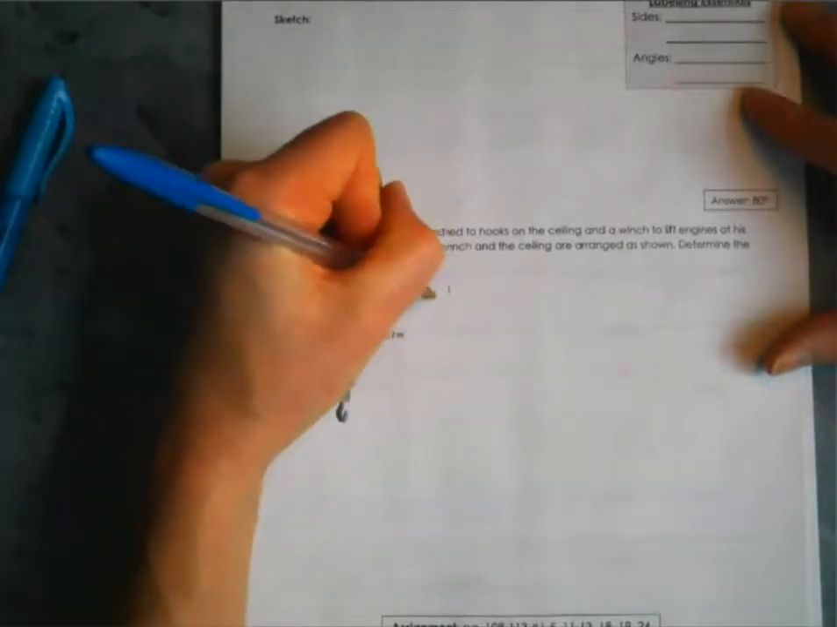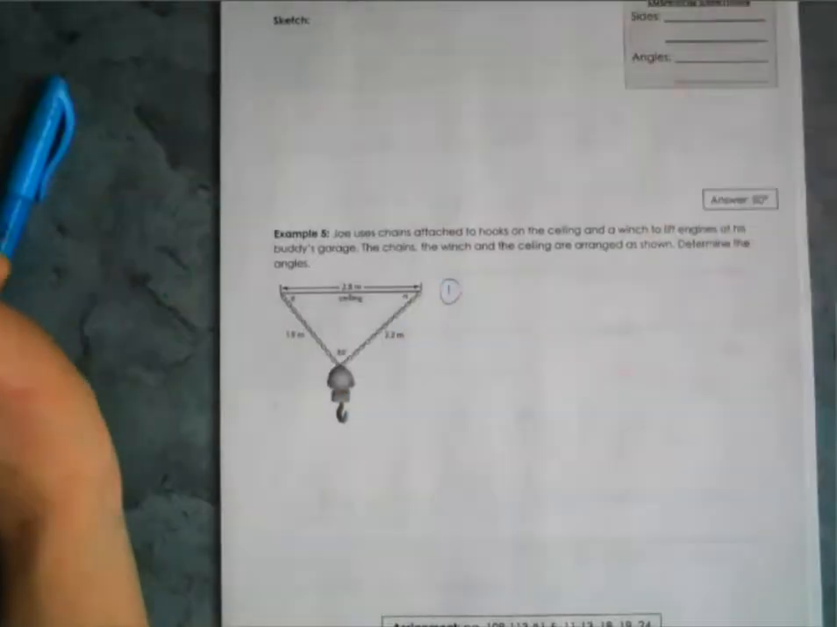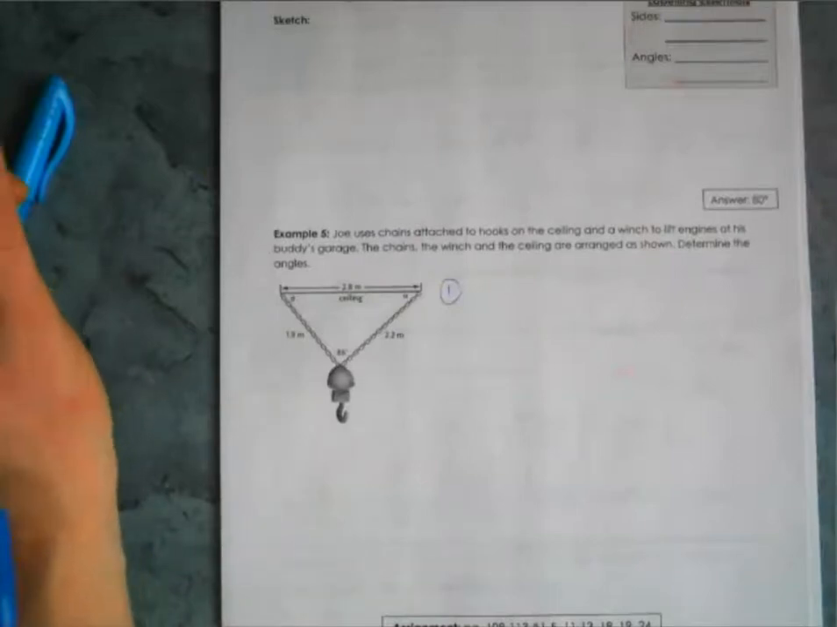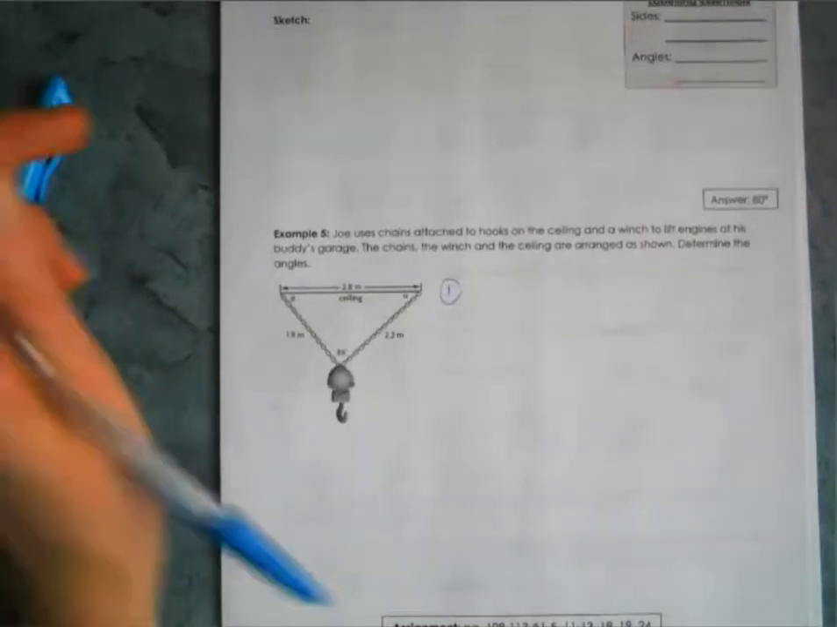So the first one we're going to do is Sine Law. It doesn't really matter which one you choose. Let me see on the filled in notes, what did I do? Because I'll do the opposite here.